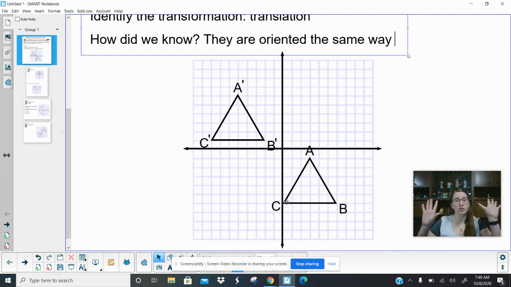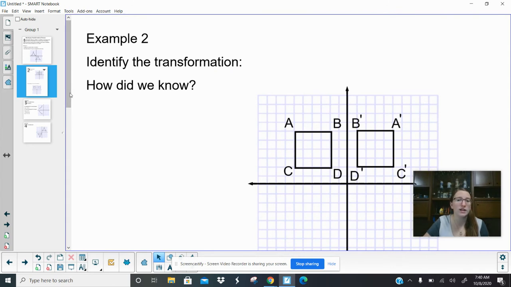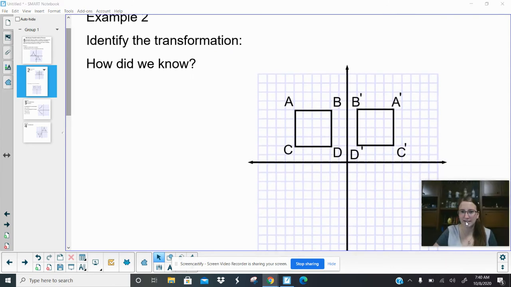And once we know it's a translation, it was just slid. We don't do anything else. We just say, yep, it was a translation, and we can move on. Let's try another example. And again, you want to think, how did we know? So looking at this example here, we want to think what type of transformation.